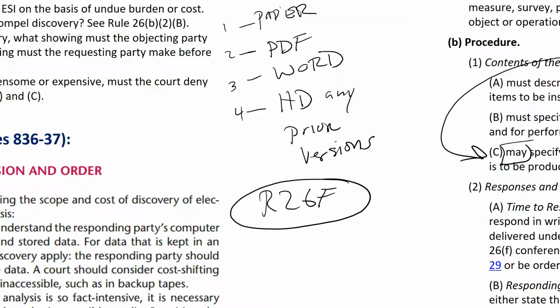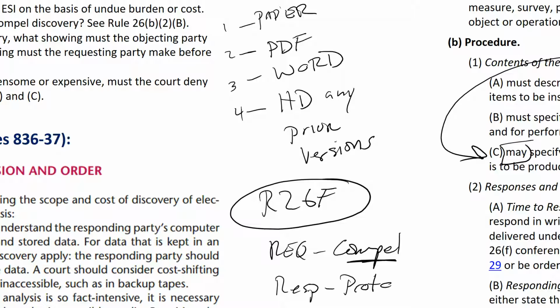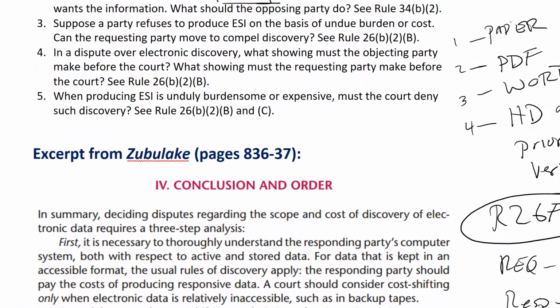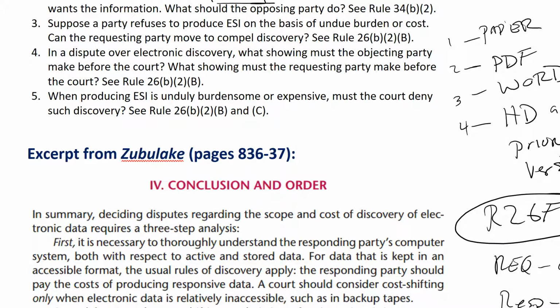Okay, and if the parties can't agree and there's a fight, either the requesting party can later make a motion to compel, which will be saying to the court, make the other side give me the stuff, what I want, how I want it. Or the responding party could make a motion for a protective order, right, to limit or to prevent discovery. Okay, so more on that when we talk on Monday.